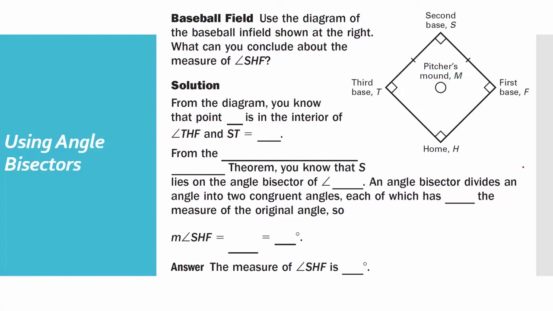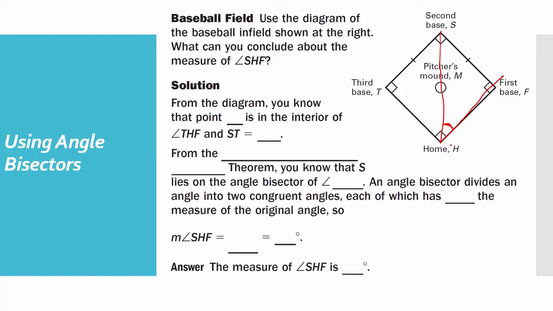Example number 2, using angle bisectors. In this case, we are given a baseball field, and it says, use the diagram of the baseball infield shown at the right. What can you conclude about the measure of angle SHF? Well, let's first find where SHF is. SHF is this angle over here, and we need to figure out what this angle is.